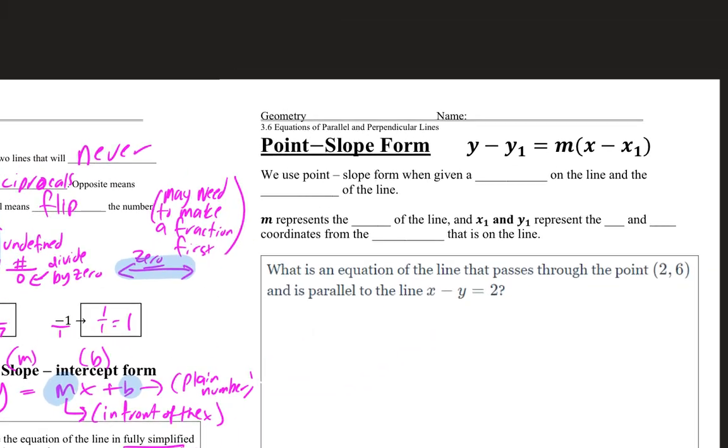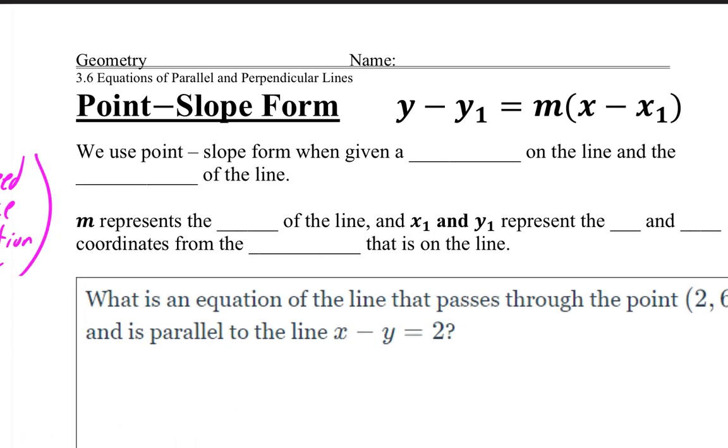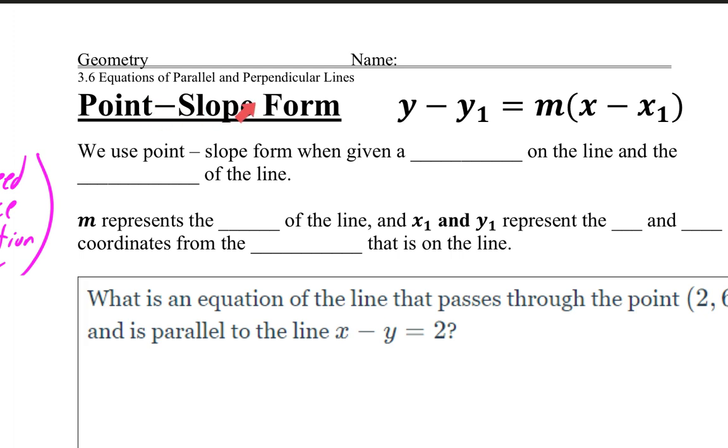Okay, if they want the equation of a line in point-slope form, that's when we don't have the slope and the y-intercept. We have the slope and a point that's on the line. So we use point-slope form when we're given a point on the line and the slope of the line, right? So a point on the line and the slope on the line is why we call it point-slope.